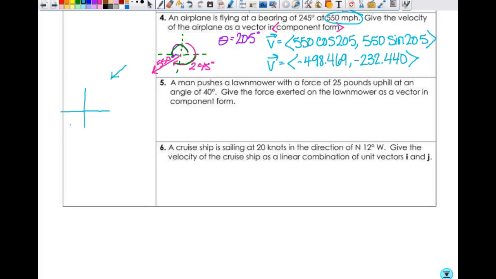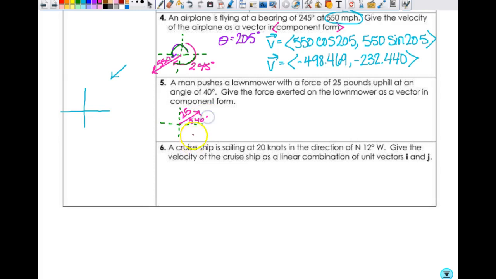All right, so then let's look at number 5. It says, a man pushes a lawnmower, so again, we're gonna need a little perpendicular here. So the man pushes the lawnmower with a force of 25 pounds uphill at an angle of 40 degrees. So if this is like the ground, then he pushes it uphill. This would be his 40 degrees. And his force is 25 pounds, like so.